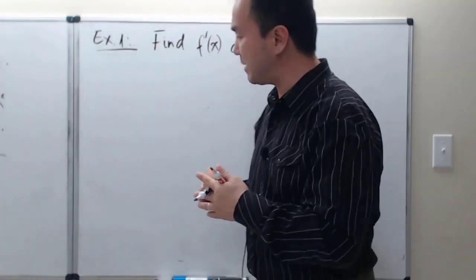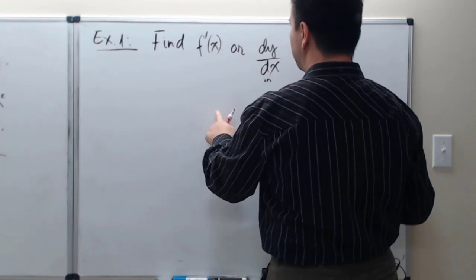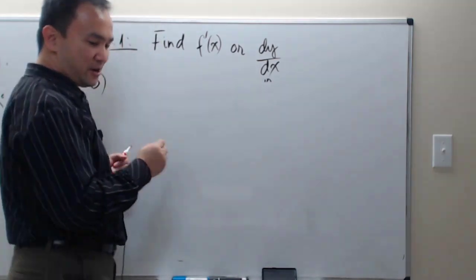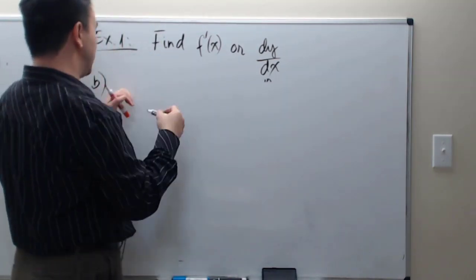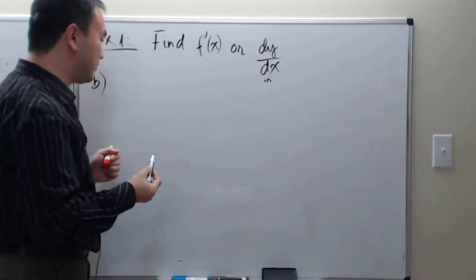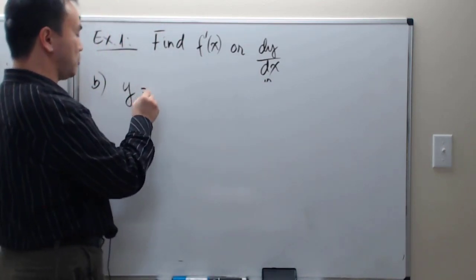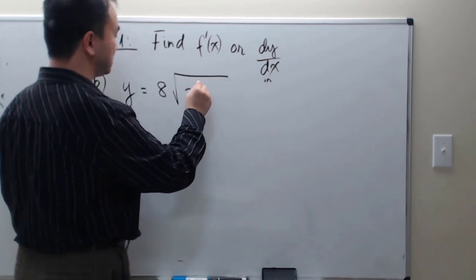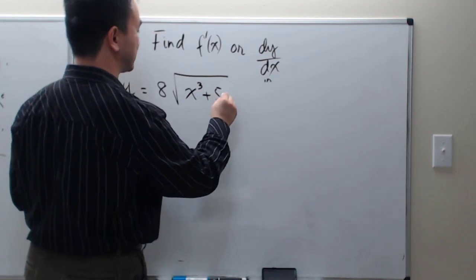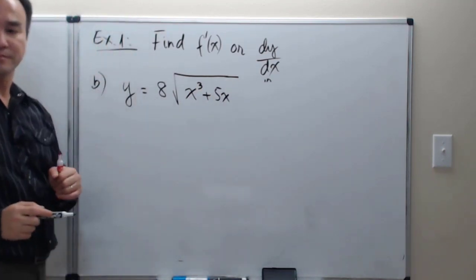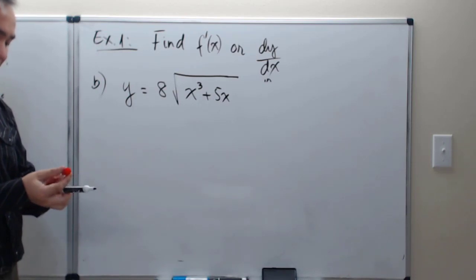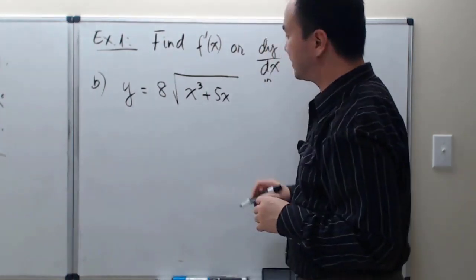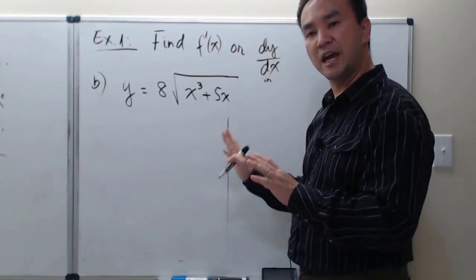All right, and now I'm getting back to my other board, and let's look at part B of our example. Here, let's see how we can apply the chain rule in a different situation. How about y equals 8 times the square root of x cubed plus 5x. So now, once again, our first responsibility is to recognize the inside function.